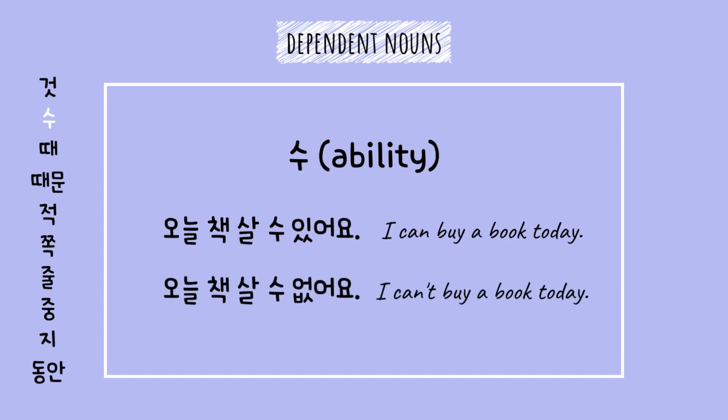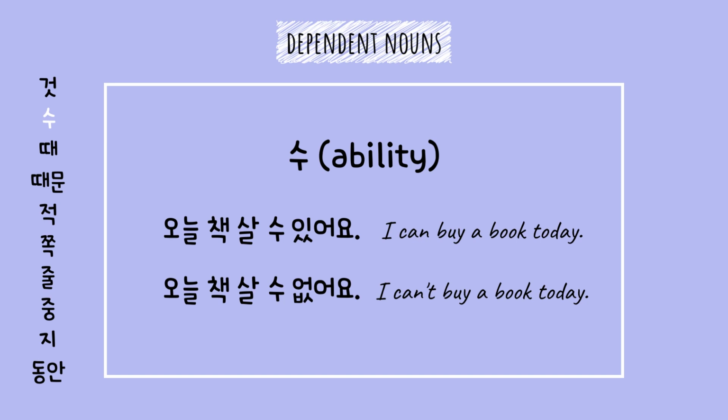Onu check salsu isoyo. I can buy a book today. Onu check salsu opsoyo. I can't buy a book today. If you look carefully, the structure of these two sentences is completely the same. The only difference is the verb at the end, isoyo or opsoyo.